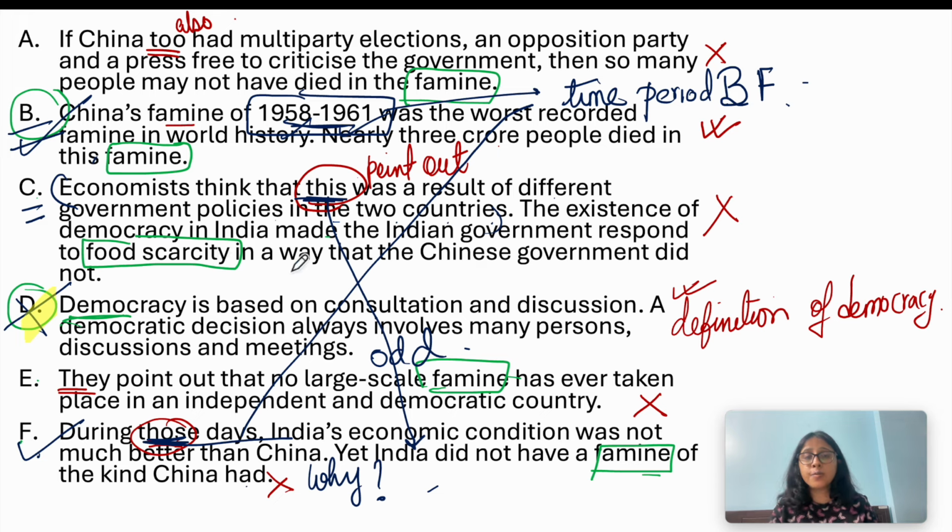The existence of democracy in India made the Indian government respond to food scarcity in a way that the Chinese government did not.